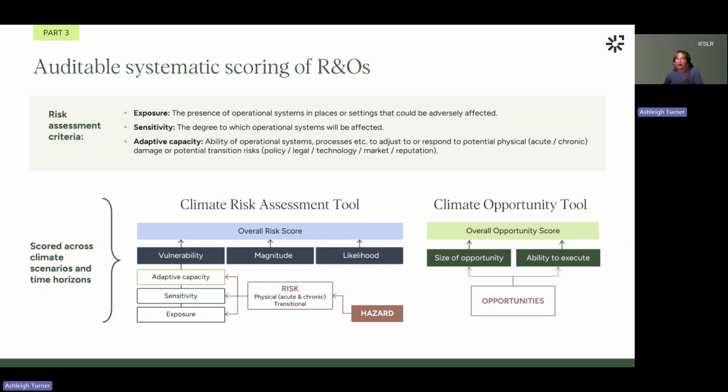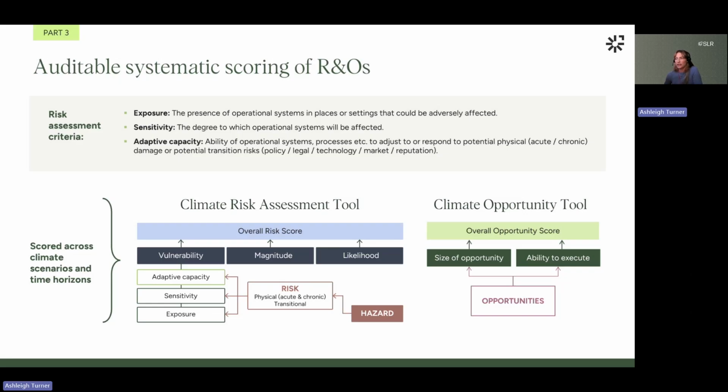Once we've identified that initial long list of potential risks and opportunities, you put them through a rigorous scoring process. Our methodology is built on the ISO standard for climate risk assessments, and the approach has been through ASRS assurance a number of times. So we have that confidence that the outputs here will hold up.